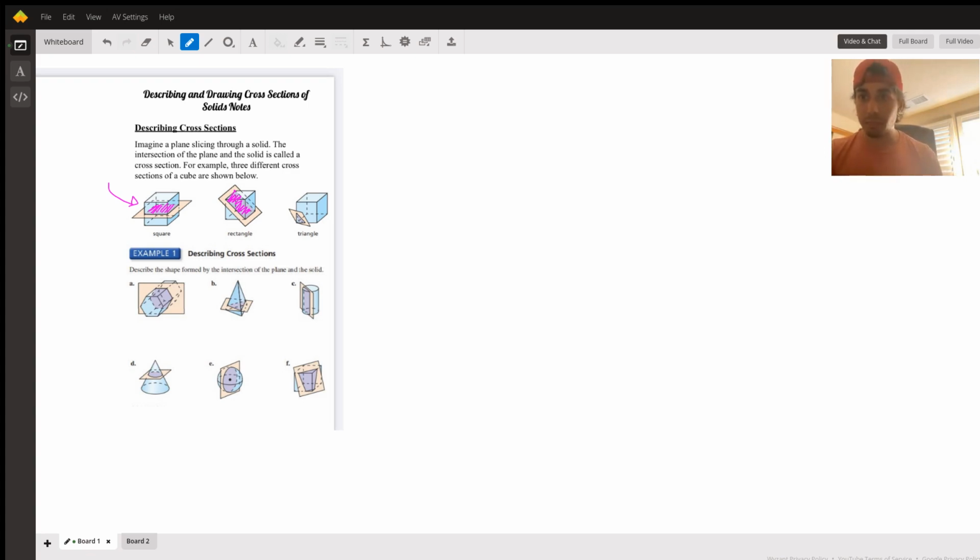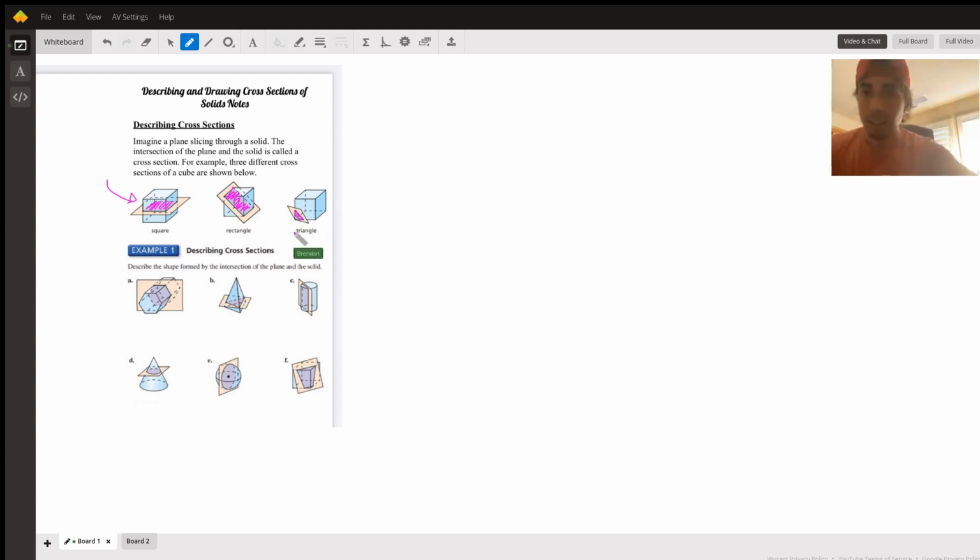Last thing here is if we're cutting through down here at an angle, right down there, just cutting off a little small corner, that is actually going to make a triangular cross section. The cross section is pretty small. I'm not going to try to color it, but you can see this little purple space here is shaped like a triangle.